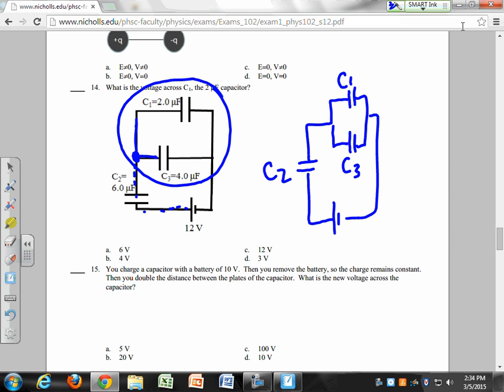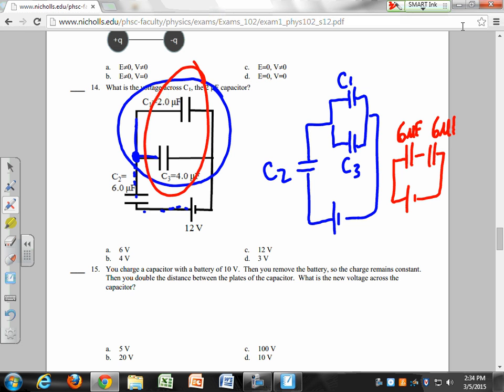That's right. The voltage across C1 is 6 volts. I know that because these two add up to 6 microfarads, and so I get an equivalent that has two 6 microfarad capacitors, 12 volts. Because these are identical, I have 6 volts and 6 volts. So that means I have 6 volts here, and these two share 6 volts, so they both have 6 volts.